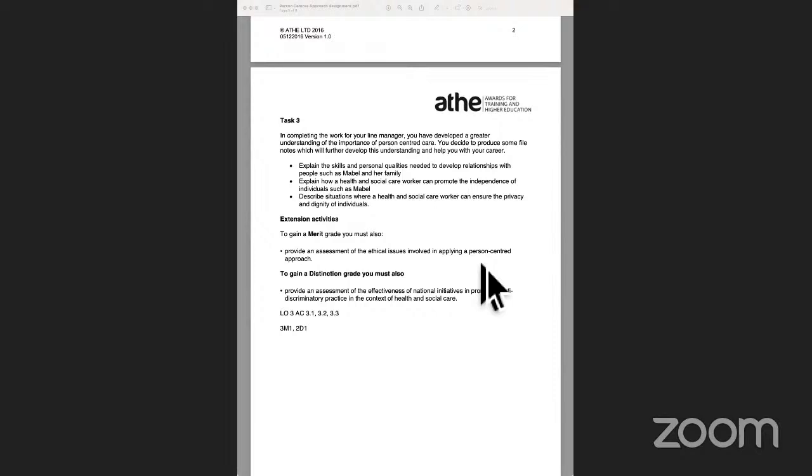Now, the pass tasks are very clearly given as bullets in all the tasks that you look at, and all the extension activities would be higher order tasks, which are merit and distinction.